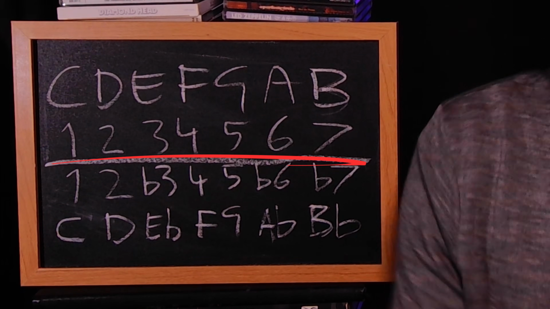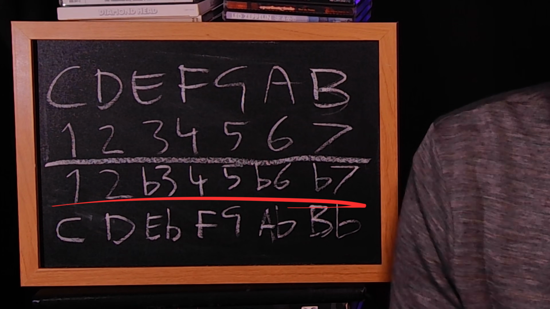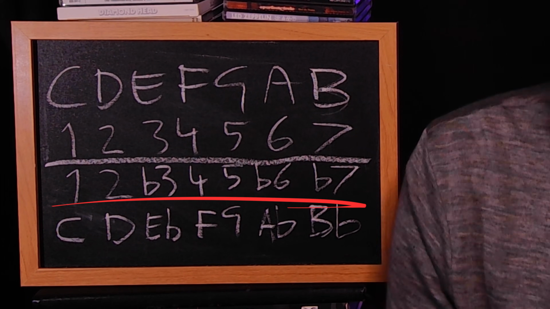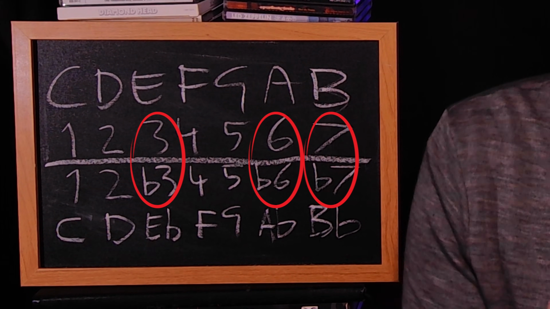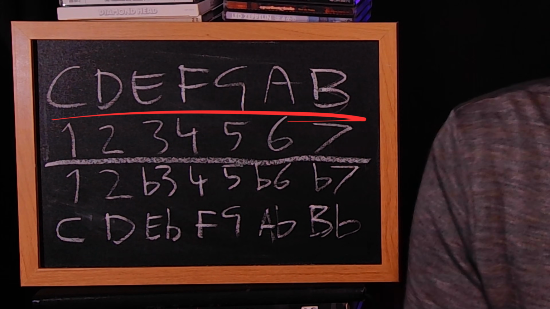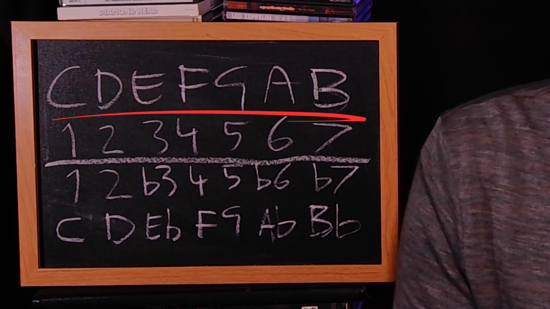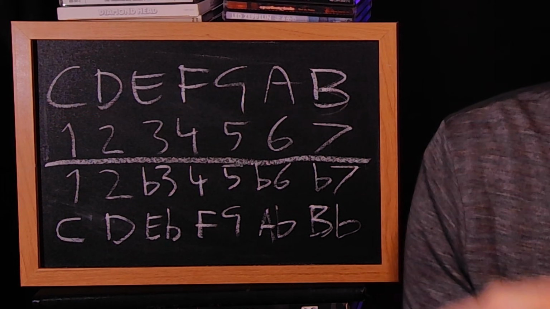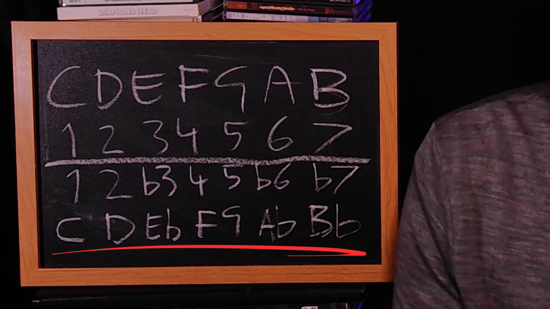If the major scale has the degrees 1, 2, 3, 4, 5, 6 and 7, then the minor scale has the degrees 1, 2, flat 3, 4, 5, flat 6 and flat 7. This means that there are 3 notes of difference. For example, the C major scale has the notes C, D, E, F, G, A and B. So the C minor scale has the notes C, D, E flat, F, G, A flat and B flat.